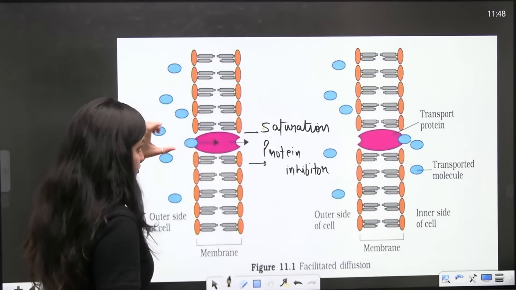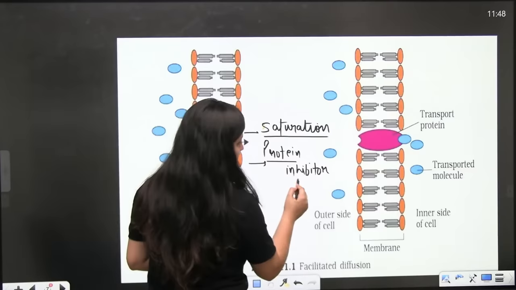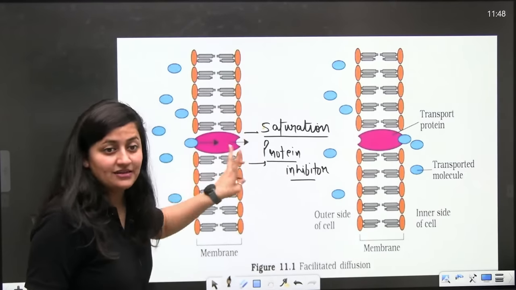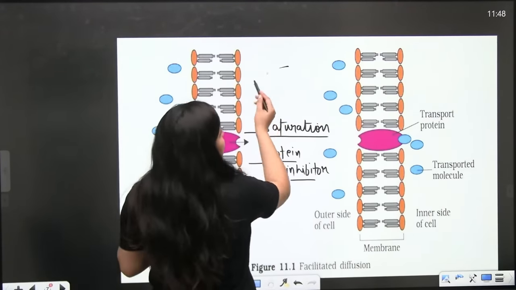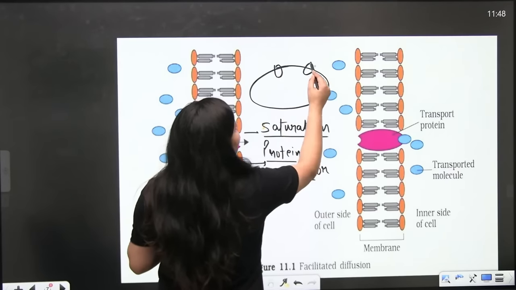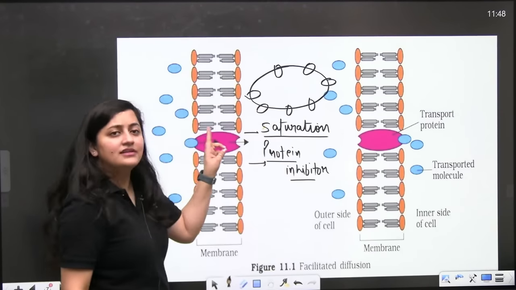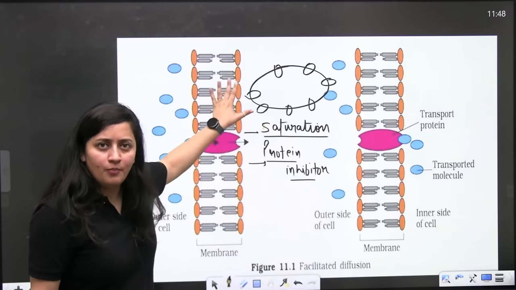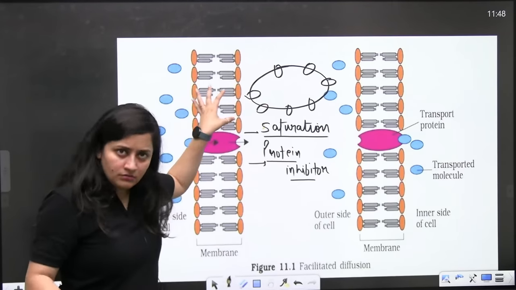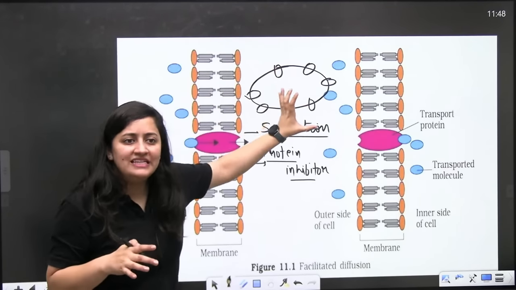Now focus here, guys. As I'm saying, when it comes to facilitated transport, saturation and protein inhibitors are the two concepts that we need to discuss. When it comes to saturation, see, there is a cell, and if you want to enter this cell, there are certain proteins that will help. So obviously, if all those proteins are occupied, the transport will be slow, right? If all the proteins are occupied.